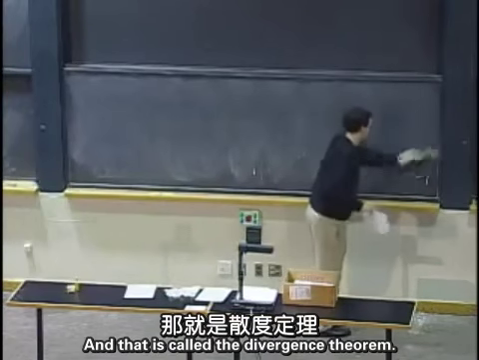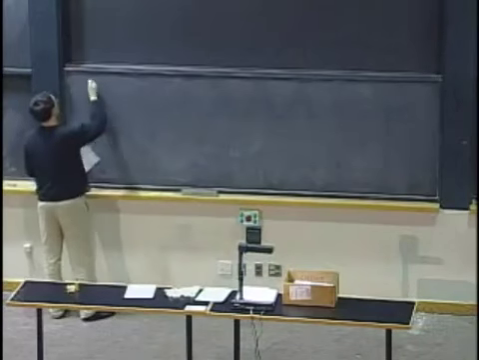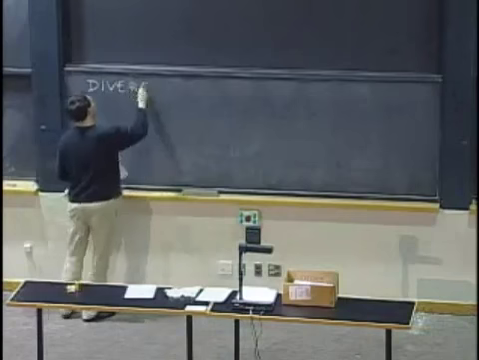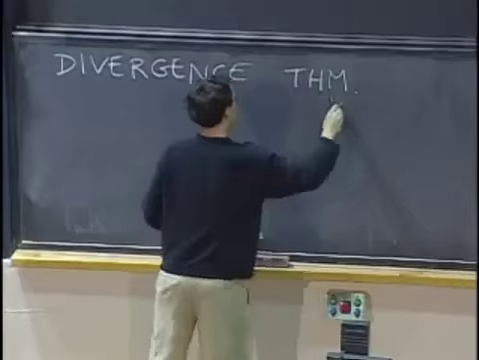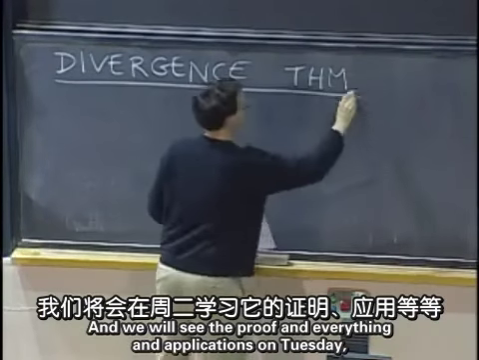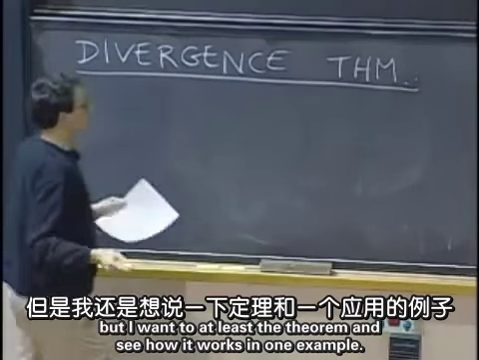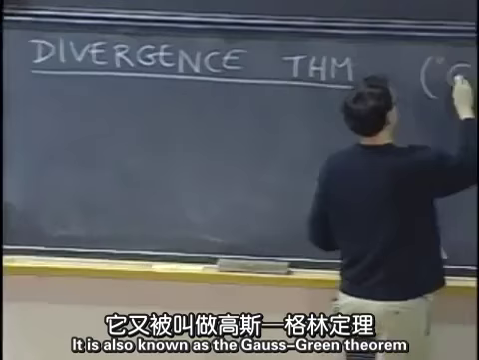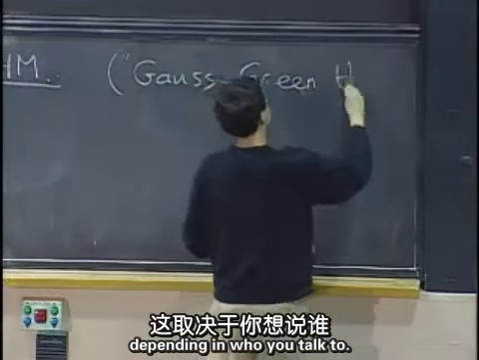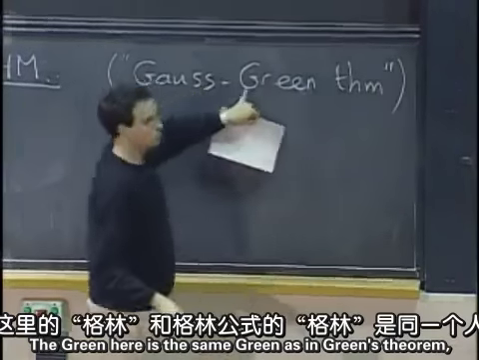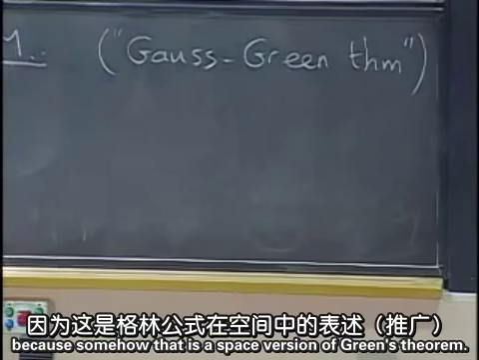And that is called the divergence theorem. We'll see the proof and applications on Tuesday, but I want to at least state the theorem and see how it works in one example. It's also known as the Gauss-Green theorem or just the Gauss theorem, depending on who you talk to. The Green here is the same Green as in Green's theorem, because somehow that's a space version of Green's theorem.